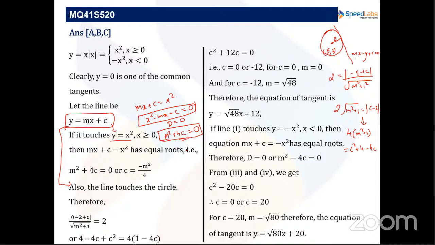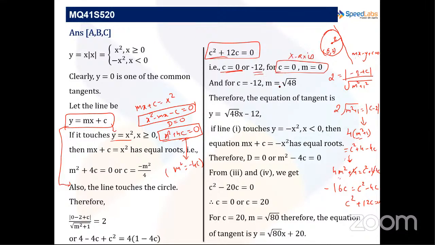Now putting m square equals minus 4c in here, we will get a quadratic in c. It's simple: 4m square plus 4 equals c square plus 4 minus 4c. 4 and 4 will cancel out. M square is minus 4c, so that will be minus 16c equals c square minus 4c. So c square plus 12c equals 0. From this we will get either c equals 0 or c equals minus 12. For c equals 0, m equals 0, that is our x-axis. And for c equals minus 12, we have m equals root 48. So the equation of tangent from y equals mx plus c will be y equals root 48 x minus 12, which is our option.